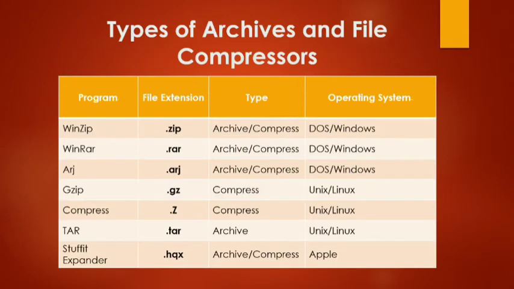Types of archives and file compressors. Here are some softwares that can archive or compress files. Softwares that can archive or compress files in DOS/Windows are WinZip, WinRAR, and Arc. In Unix/Linux, softwares that can compress files are gzip and compress, while tar is the only application that can archive files. Lastly, Stuffit Expander is the only software that can archive or compress files in Apple.